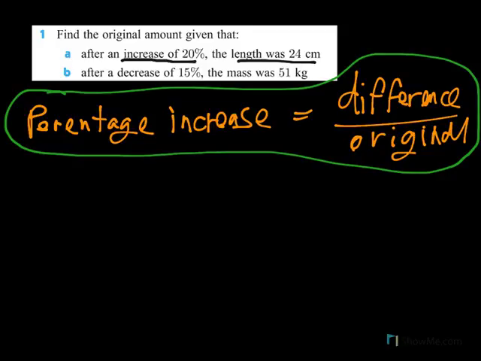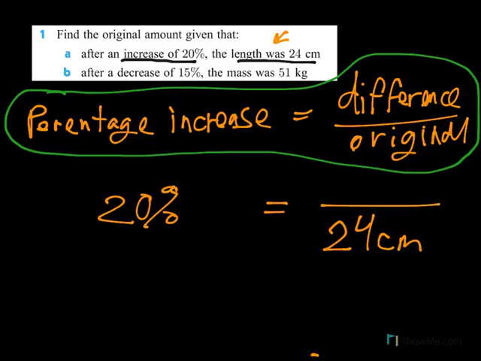So let's see what information we have. We have an increase of 20%, so we already have the percentage increase. Now, do we have the difference? No. The length was 24, so we know this thing was 24 centimeters long. What we do not know, and what we're trying to find out, is the difference, which is x. With the difference, we can then figure out the new amount.